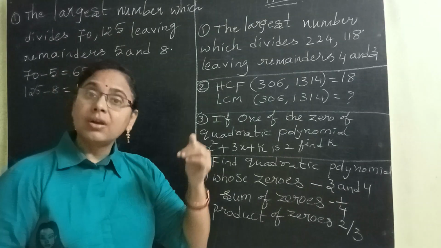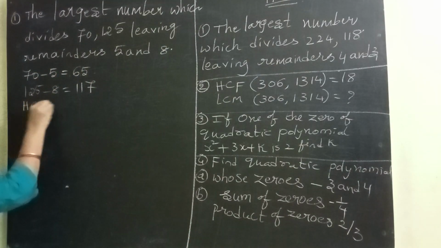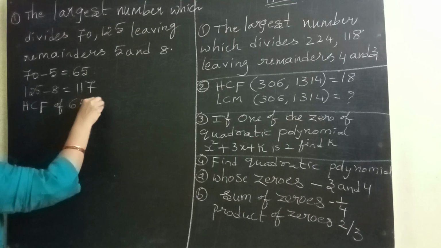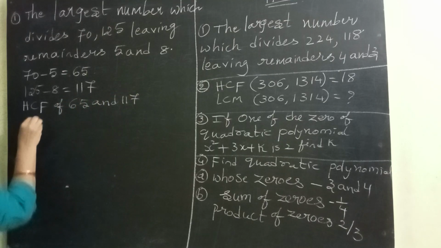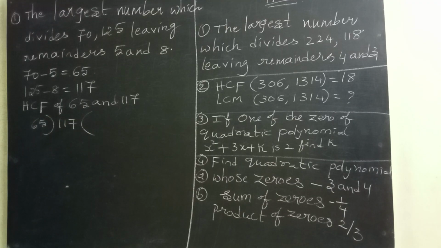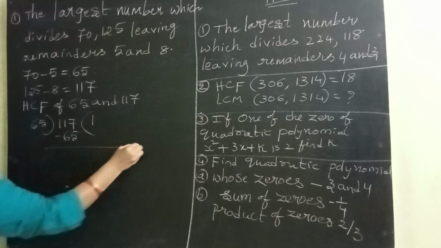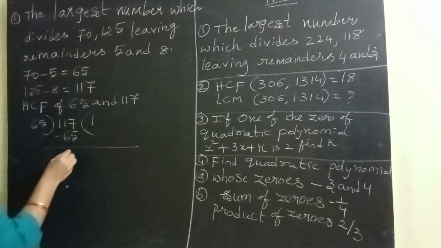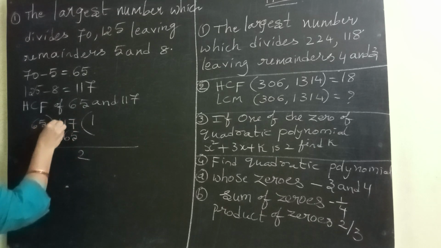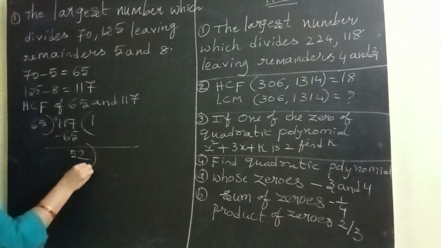Why? Because his question is the largest number. So we have to find the HCF of 65 and 117. How many times 65? 2 times, 2 sixes are 12, more than this number, so definitely it is 1 time. 65 subtracted: 7 minus 5 is 2. 1 minus 6 is not possible, taking borrow from the before digit, 11 minus 6 is 5. 52.